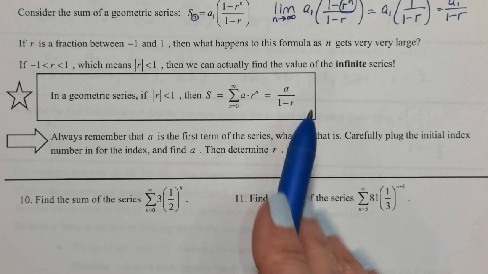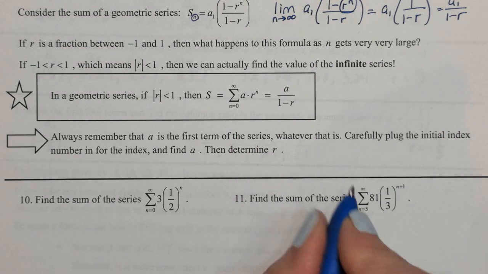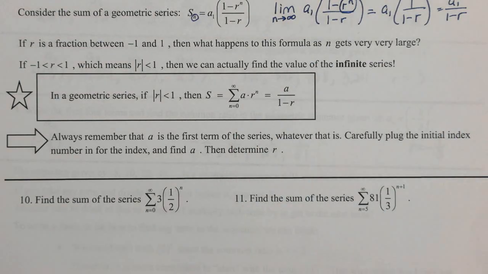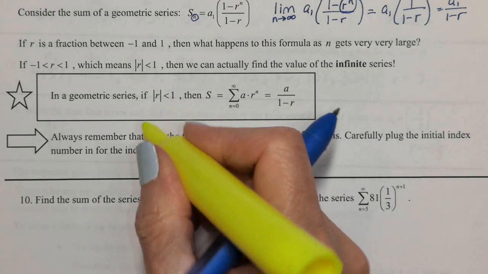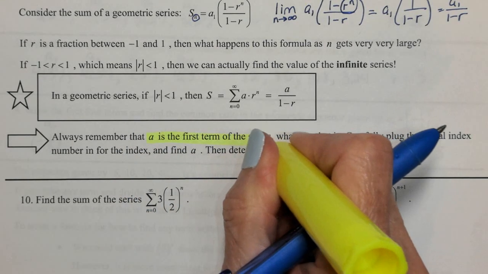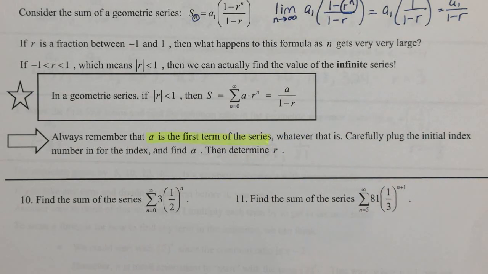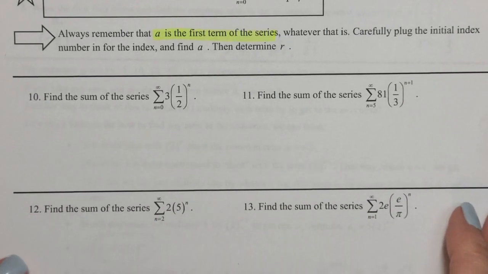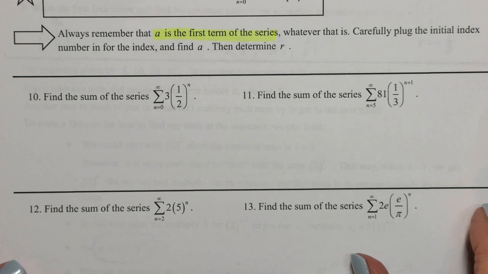Okay, so this is our first term. Remember, key to remember is that in this formula, the a that's on top is always whatever the first term in your series is. So we will carefully plug in the first index number to find that first term. Let's do a couple of examples here.